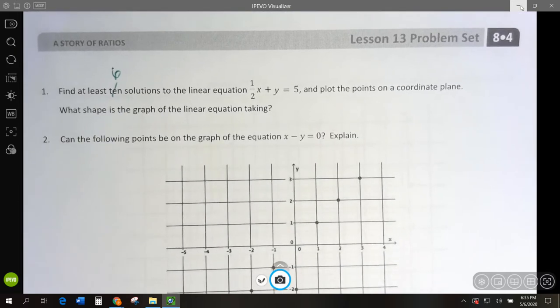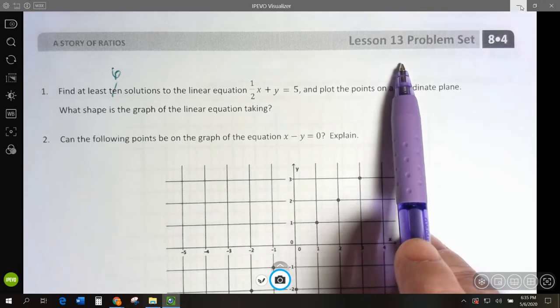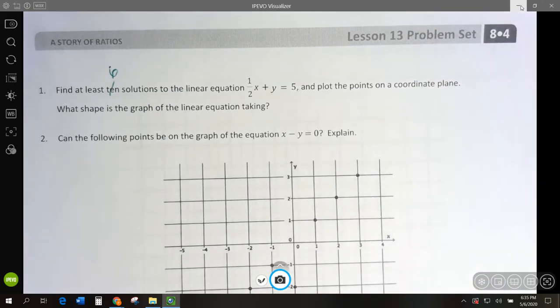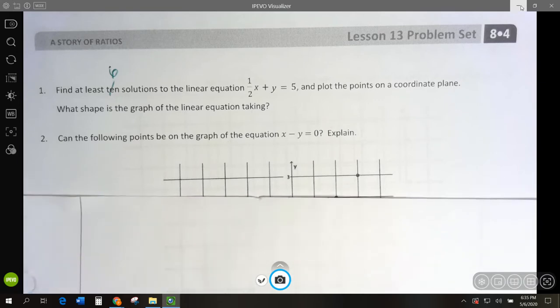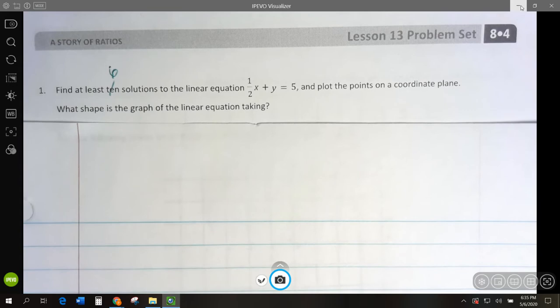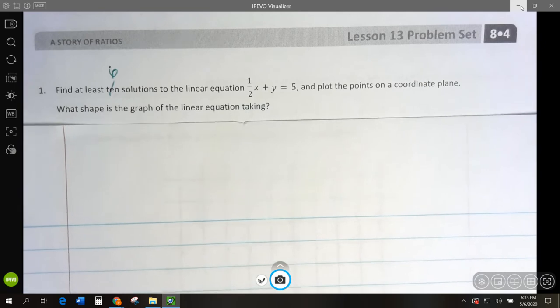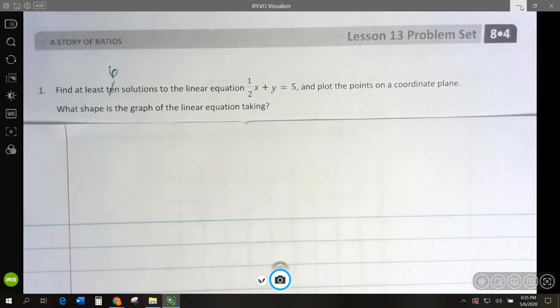Hello, 8th graders. We are doing Module 4, Problem Set 13 for Lesson 13. First problem, it states to find at least 10 solutions to the linear equation 1 half x plus y equals 5. Then plot the points on the coordinate plane, and then once you do that, you have to decide what shape the graph of the linear equation is taking.